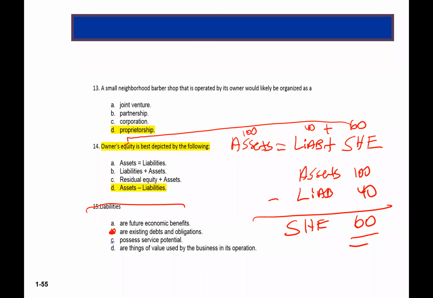Possess service potential. No, that's an asset. An asset possesses service potential. I have a delivery truck, I can use it to make deliveries. Are things of value used in the business? That's an asset. Okay, so these other three, the wrong choices, were descriptions of assets. Our bills, our liabilities, are existing debts and obligations.